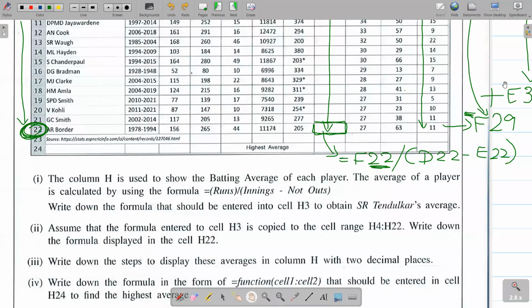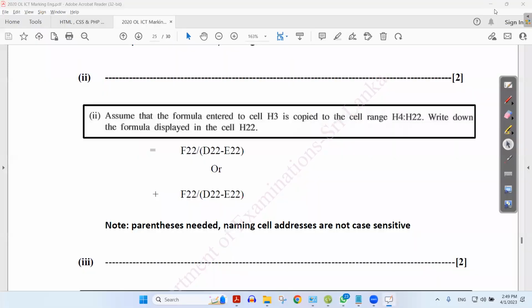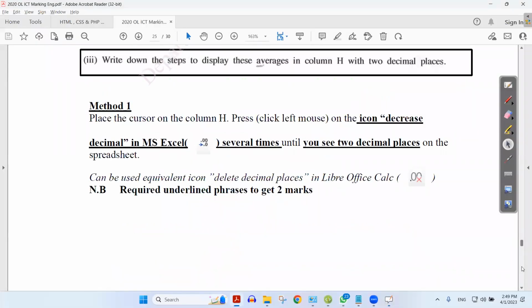So the third one. Third one is asked, write down the steps to display these averages in column H with 2 decimal places. Right, so now the average is taken in the H column. We need to format that to be seen as 2 decimal places. Right, so I'll go with the marking scheme. They have explained it in the marking scheme.